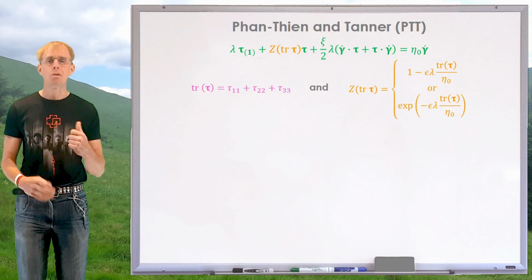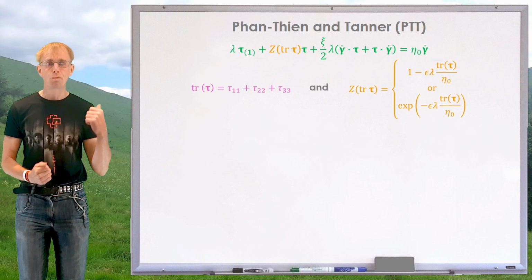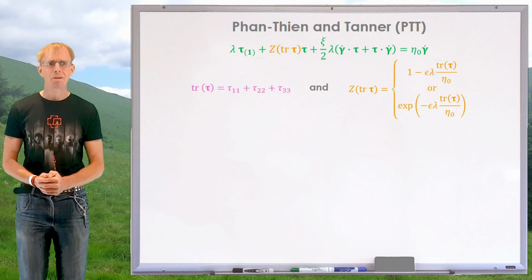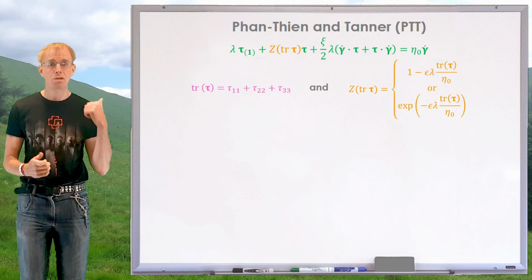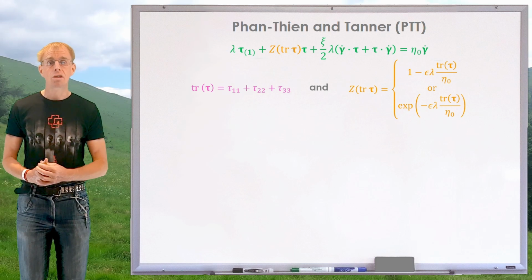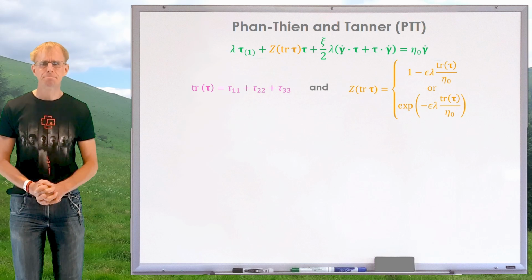So z trace tau is simply a function of trace of tau, and it can take one of two forms. It can take an exponential form, or it can take a linear form. And the particularly eagle-eyed amongst you will see that the linear form there is just simply a binomial expansion of the first two terms of the exponential. And so at small values of the bracket inside the exponential, they're effectively the same thing.